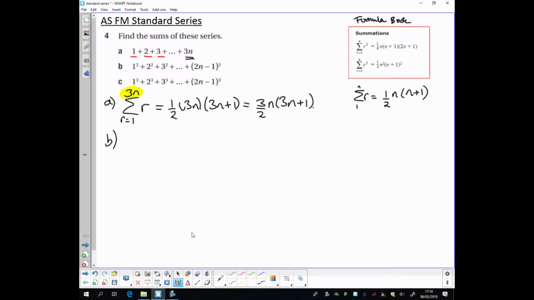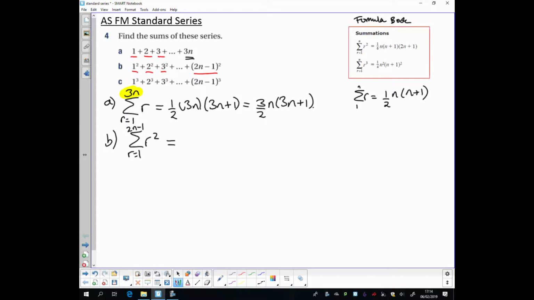Then we can look at part B. So this time, if you look at it, the rule is take the term number and square it. So the way I write that rule is r squared. Sum from r is 1, so first term put 1 into that formula. And this time you can see that the last term, the one we want, is to go up to the 2n minus 1th term. Okay? So we're adding up to 2n minus 1 because I've got 2n minus 1 squared, which is in our formula.